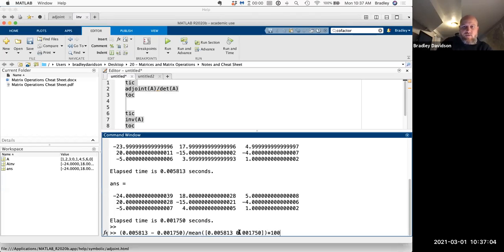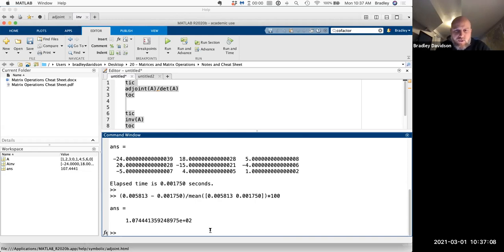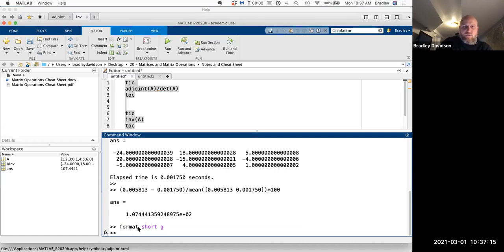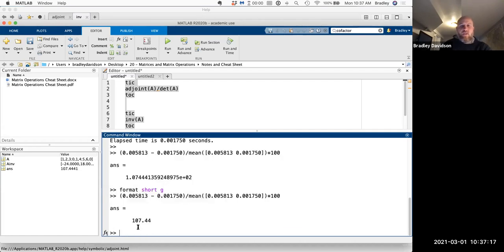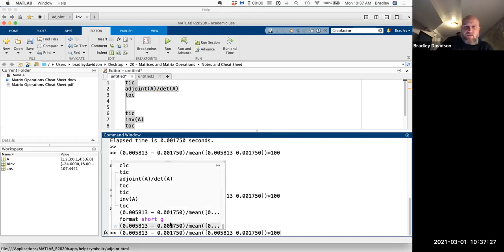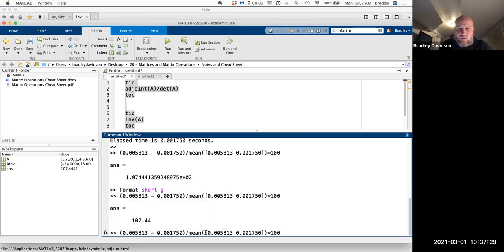And we'll put this in terms of percentage. And so this will be our percent change. So let's do our format, short G again. There we go. So let's see if I've done this correctly. You know what? Let me change this to just divide it by the larger number, 0.05.